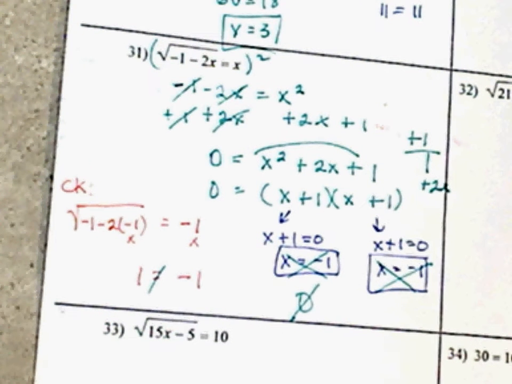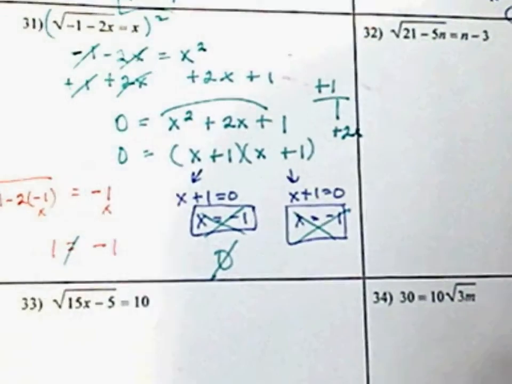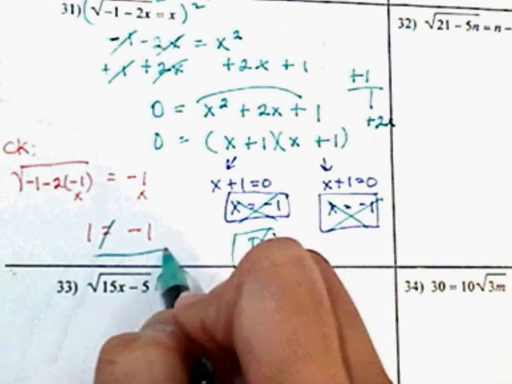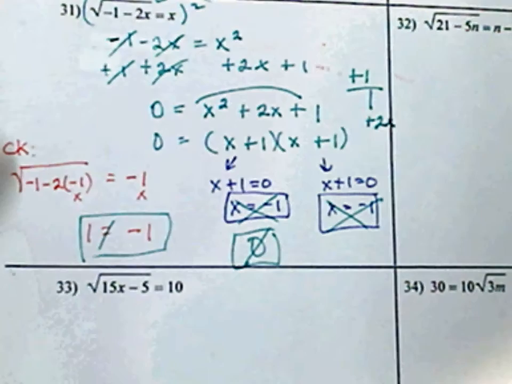Okay. Look at 31 to make sure you understand why the answer is a no solution. See how that doesn't work? 1 is not negative 1. Okay, number 32. Here we go.